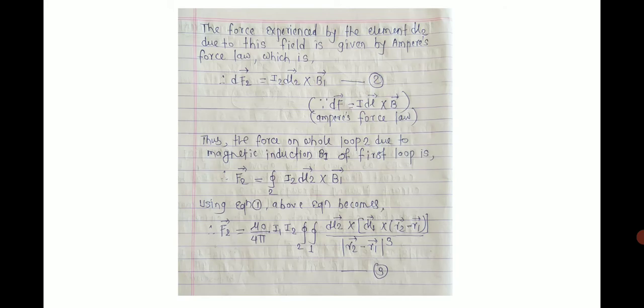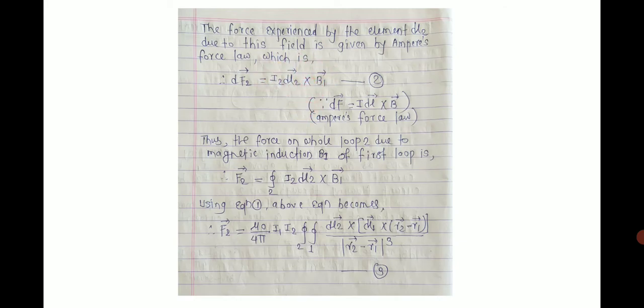The force experienced by the element dl2 due to this field is given by Ampere force law, which is dF2 is equal to I2 dl2 cross B1, because the magnetic induction is B1 but the current element in current loop 2 is I2 dl2. So dF2 is equal to I2 dl2 cross B1, equation number 2. And Ampere force law is dF is equal to I dl cross B, but this force is only on that small length element.